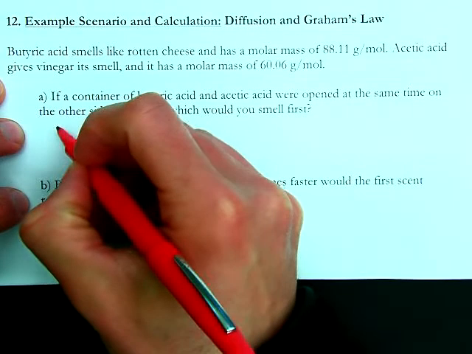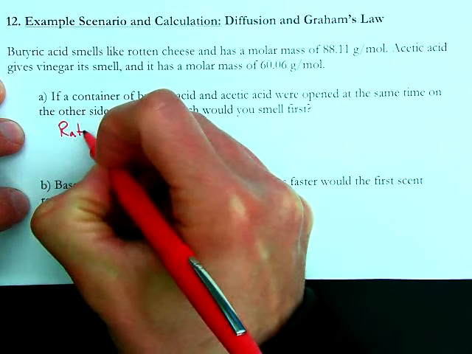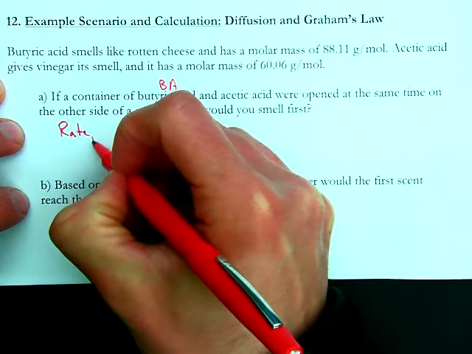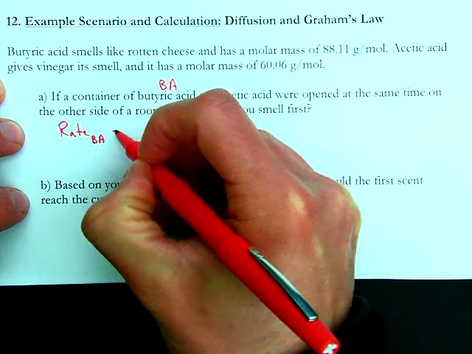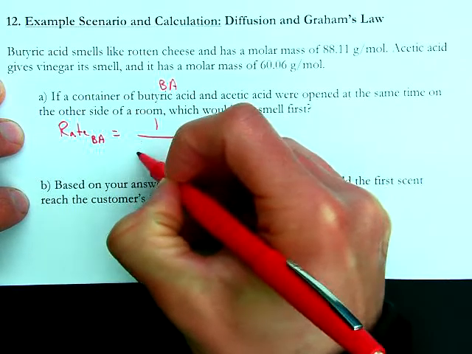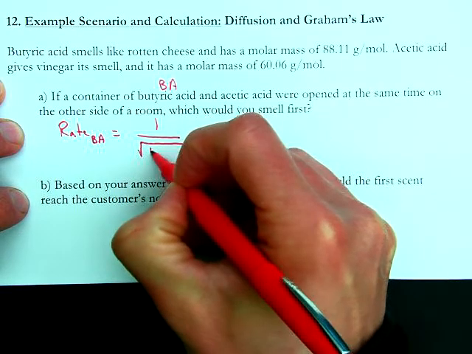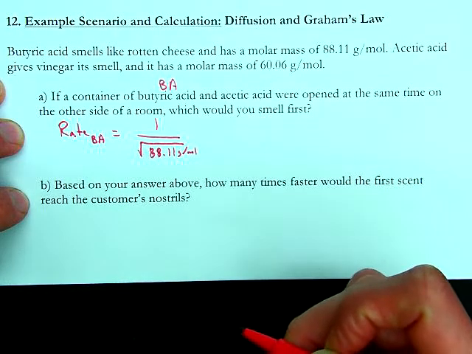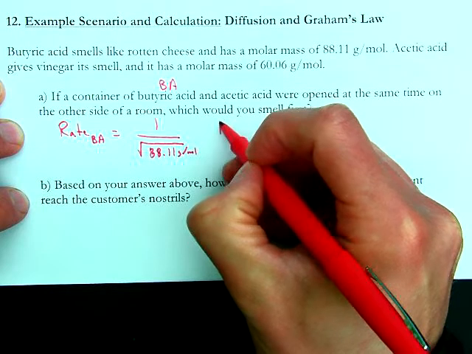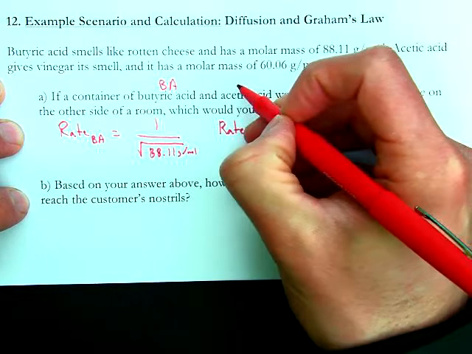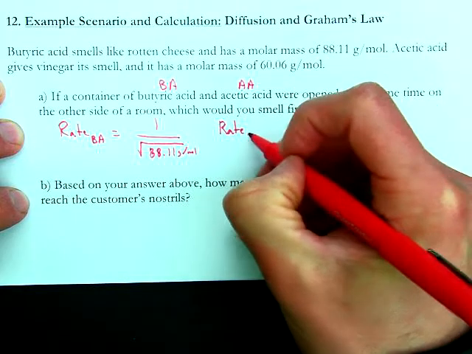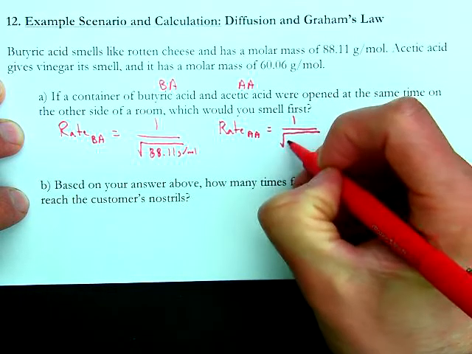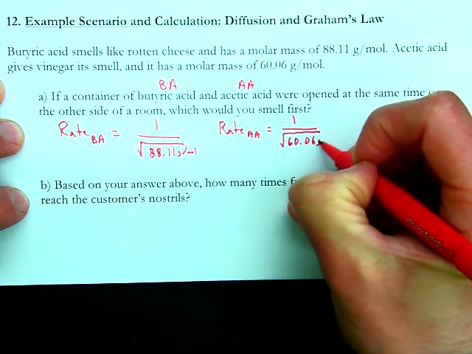If we want to compare them, I'll call butyric acid BA. The rate of BA, butyric acid, is 1 over the square root of its molar mass, which is 88.11 grams per mole. And the rate of acetic acid, we'll call that AA, is 1 over the square root of its molar mass, which is 60.06 grams per mole.